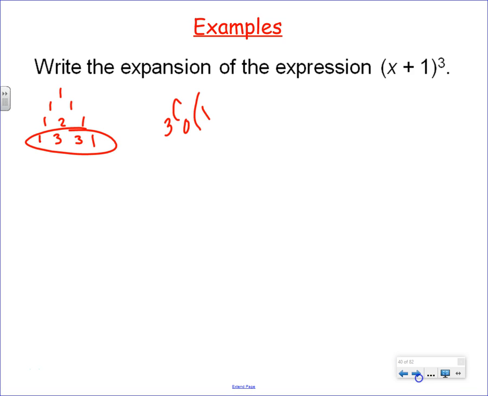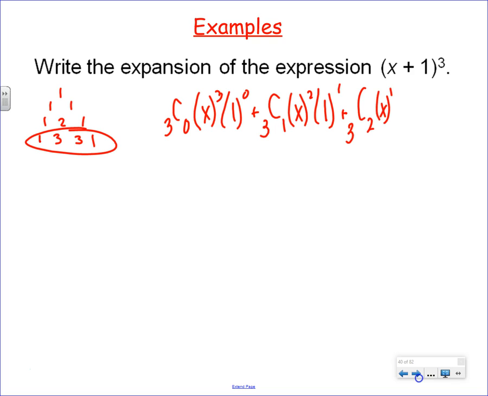3C0, x to the 3, 1 to the 0, plus 3C1, x to the 2, 1 to the 1, plus 3C2, x to the 1, 1 squared, plus 3C3, x to the 0, 1 cubed. Now, I'm showing it to you this way just so you understand the pattern. It's a pretty easy example.